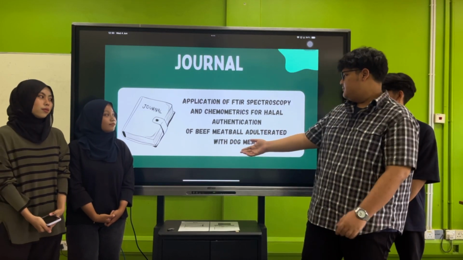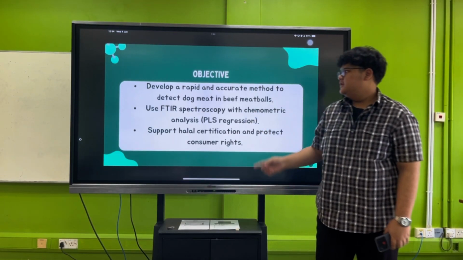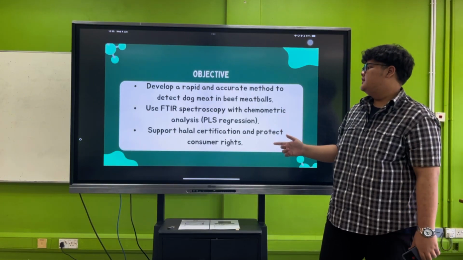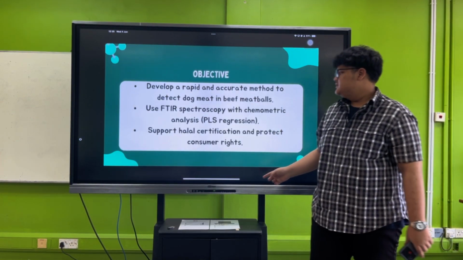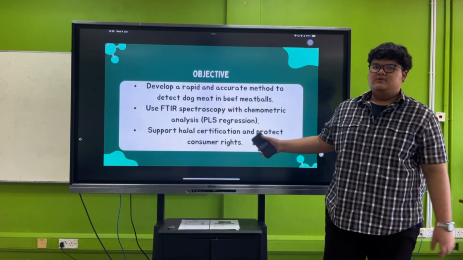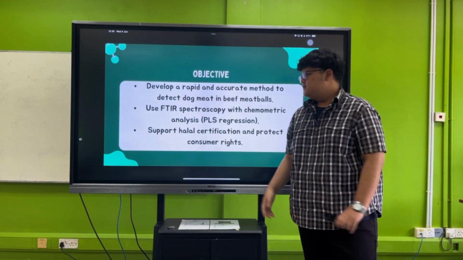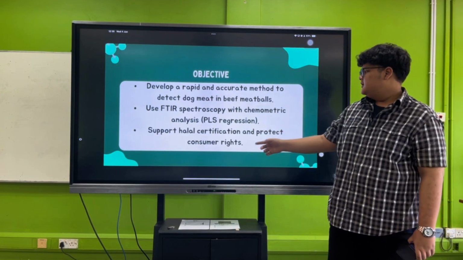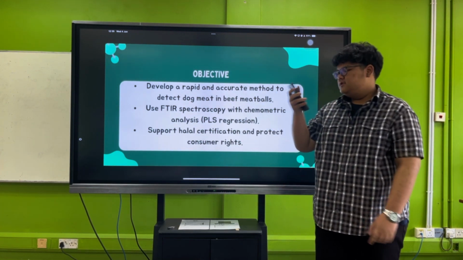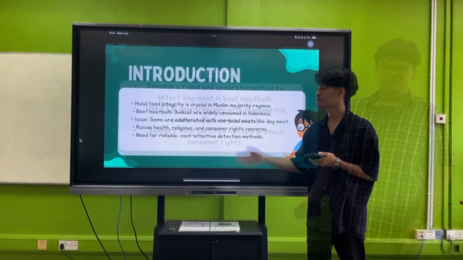Okay, next for our unit, we want to develop a regular method to detect meat in meatballs. After that, we want to use FTIR spectroscopy combined with chemometrics. The reason we use FTIR is that we want to create a fast, different way to find adulteration in the meatball report. The last objective is to support halal certification and protect consumer rights. This will help us ensure the food is halal and protect consumers and businesses. So we can proceed to the introduction.